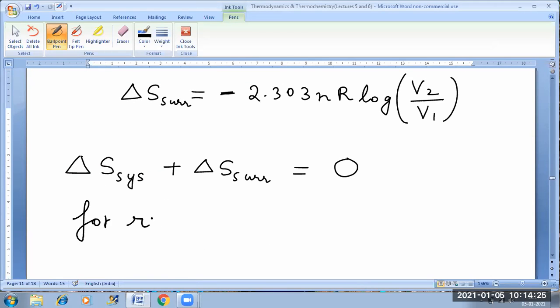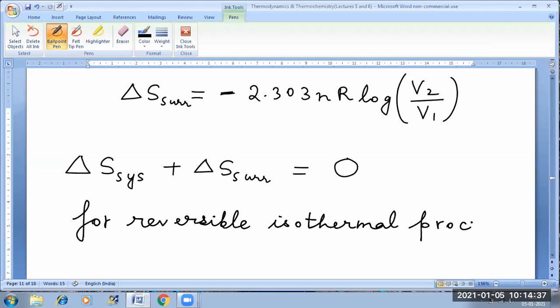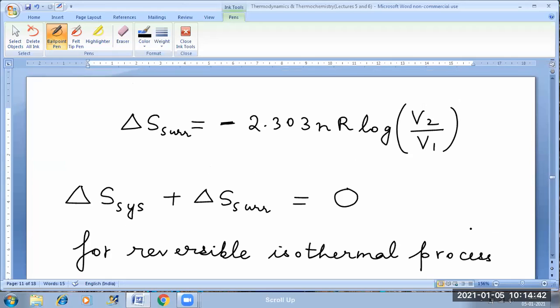for a reversible isothermal process. That is the process that we just now did. So delta S system plus delta S surroundings is equal to 0. In fact, remember, for any reversible process, delta S system plus delta S surroundings is always equal to 0. So I gave you the proof for a reversible isothermal process only.